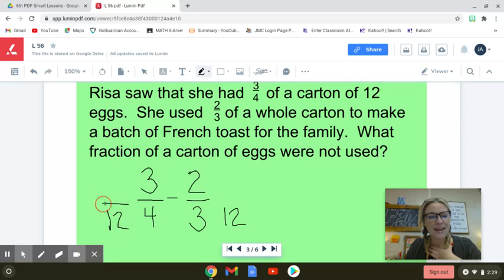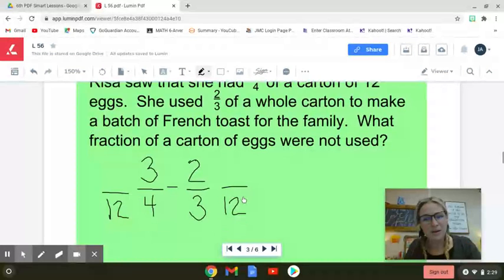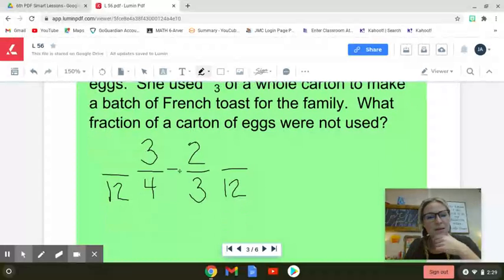And again, I like to write mine right next door. You can rewrite your problems underneath or wherever it makes sense for you. So I need to figure out what my numerators are. I first ask myself, how do I get from 3 to 12? 3 times what equals 12? Well, 3 times 4 equals 12. That's how I got there.